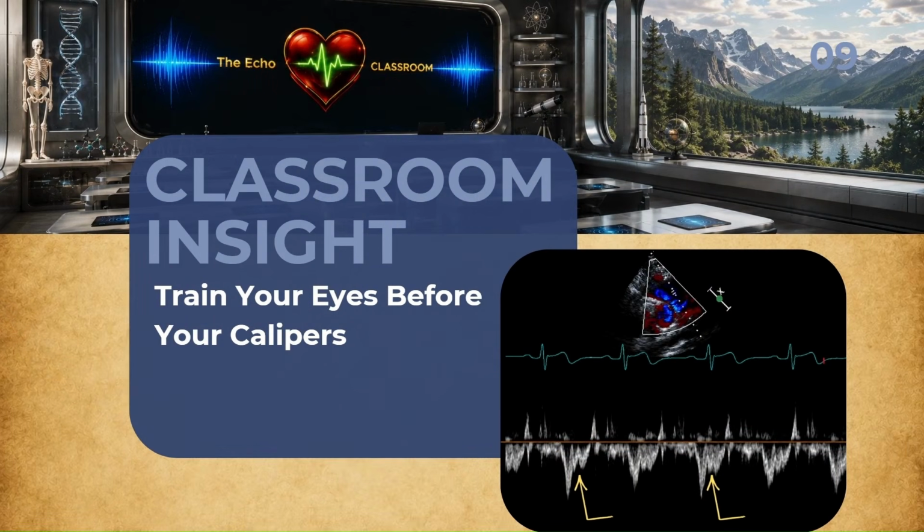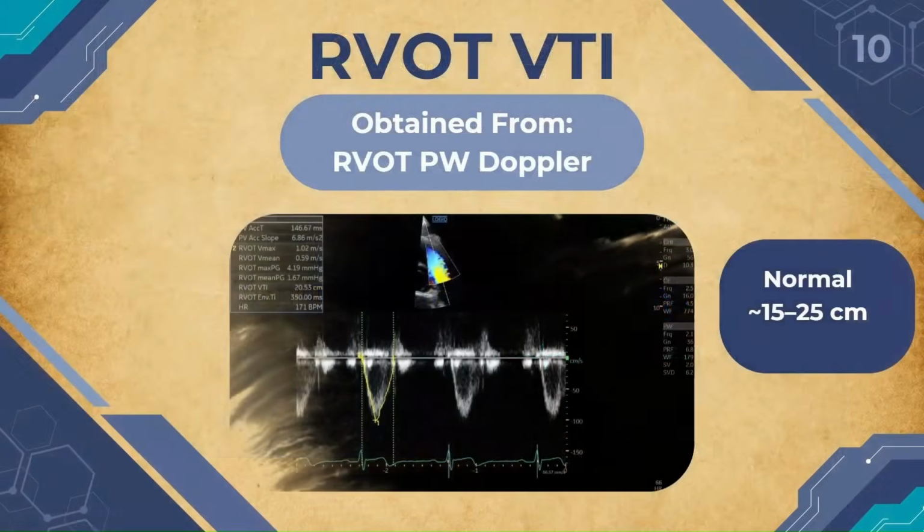Classroom insight. Train your eyes before your calipers. Mid-systolic notching is one of those findings that often catches your eye before you ever perform a measurement. Develop the habit of recognizing patterns first. Measurements confirm what you're already seeing.